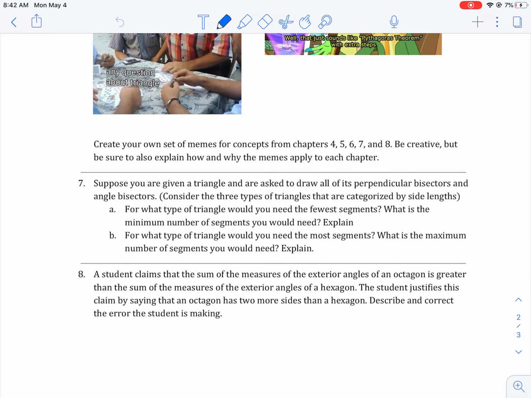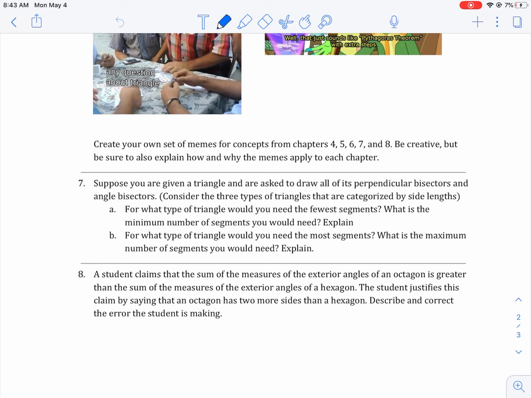Number 7, suppose you are given a triangle and are asked to draw all of its perpendicular bisectors and angle bisectors. And then we have some questions: for what type of triangle would you need the fewest segments? What is the minimum number of segments you would need? For what type of triangle would you need the most segments? What is the maximum number of segments you would need? So remember, we have 3 types of triangles that are classified by side lengths. Focus on those 3 and you'll get that answer. And that's using stuff from chapter 5 where we were drawing all those altitudes, angle bisectors, perpendicular bisectors, and so on.